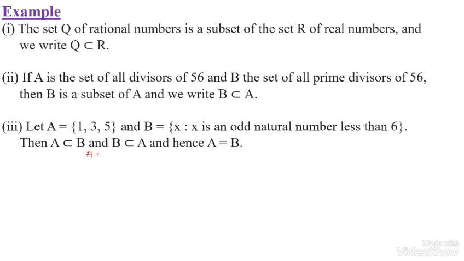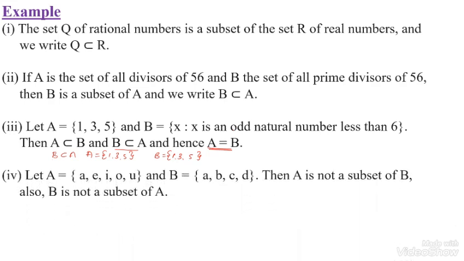So first I can take set A as 1, 3, 5 and the set B containing the elements odd natural numbers less than 6, that is 1, 3, 5. A contains 1, 3, 5, B contains 1, 3, 5. Now, A is a subset of B, or else I can say B is a subset of A, because A and B both contain the same elements. Then based on this concept, we have to take them as equal sets. Therefore, A is equal to B, because A contains 1, 3, 5 and B contains 1, 3, 5.